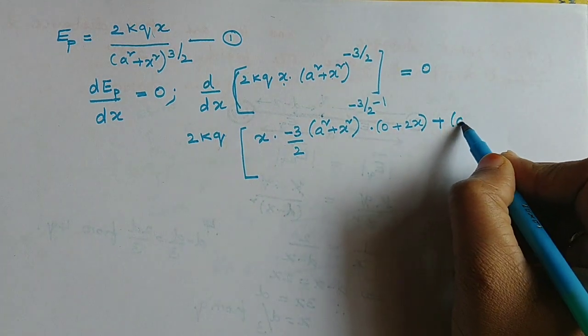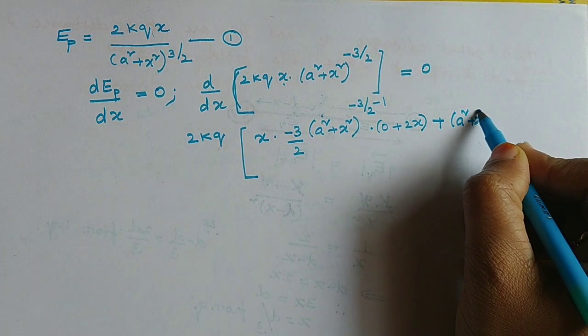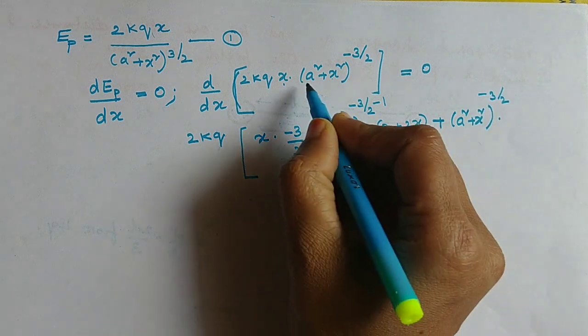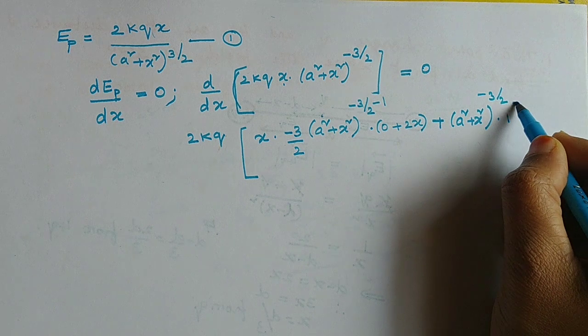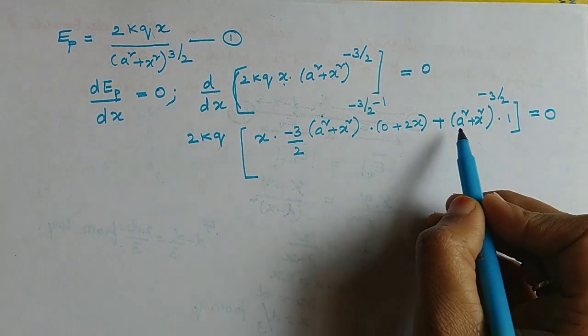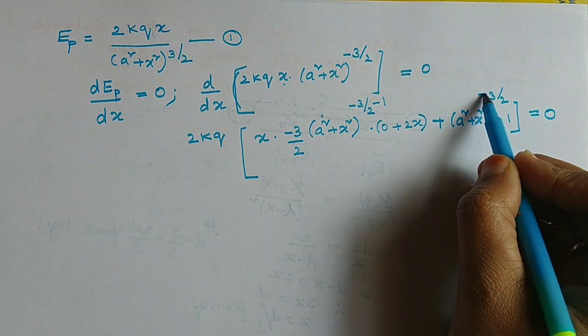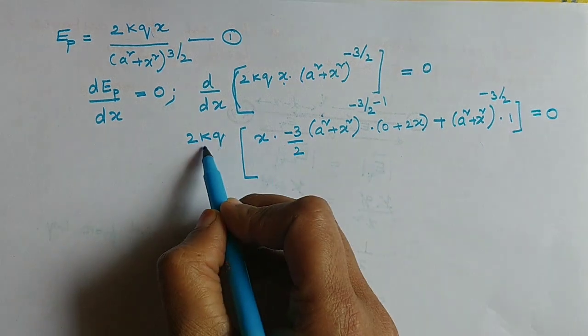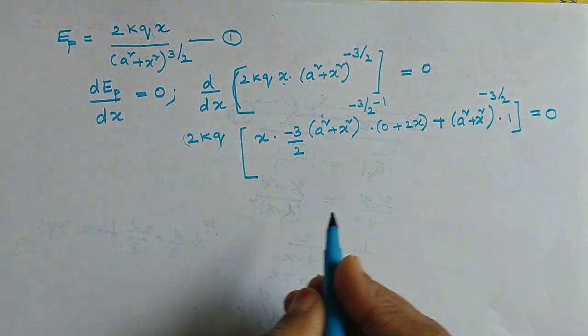Okay, second function is (a square plus x square) whole to the power minus 3 by 2 into differential of x, which is anyway 1, has to become 0. Since both terms have (a square plus x square) whole power 3 by 2, here also we have 3 by 2, equated to 0, and even this is going to 0.